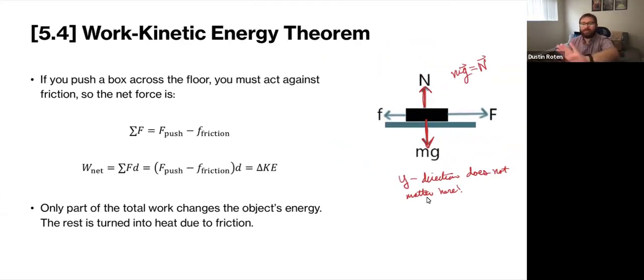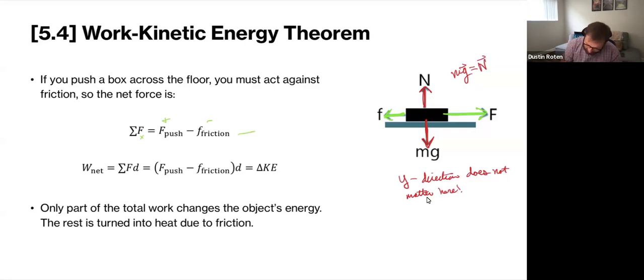Right? Because when we push something from side to side, we don't care about what it's doing in the y direction. All we care about is the force that we're pushing with and the thing that's opposing us, the friction. So that's really our net force in the x direction. We can even label it x direction if we want to. So we have this push in the positive direction, and the friction is obviously opposing us in the negative direction. That's why it's a minus on the friction, because it's taking away from our push, right?